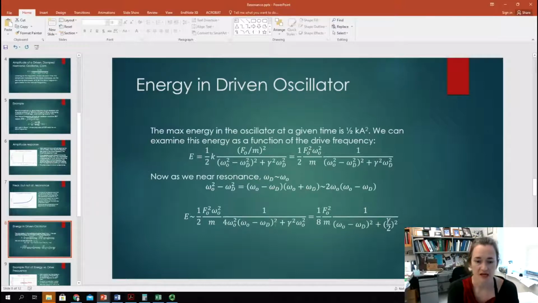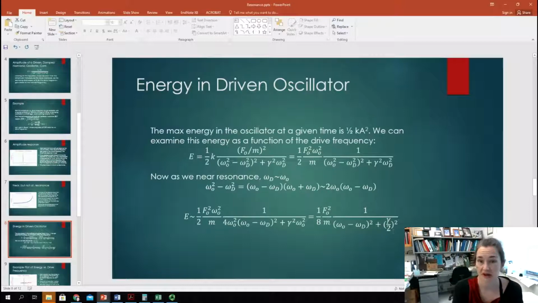All right, that means that from this denominator in this fraction here, I can factor out 4 omega naught squared from both terms. If I do that, then out front I'll get a 1/8, right? 1/8 f naught squared over m. And now, if I factor out that omega naught squared, it cancels out with the omega naught squared in the numerator. And so I can strike those out, right? So that's gone. And then my fraction is just 1 over (omega naught minus omega d) squared plus gamma squared over 4.